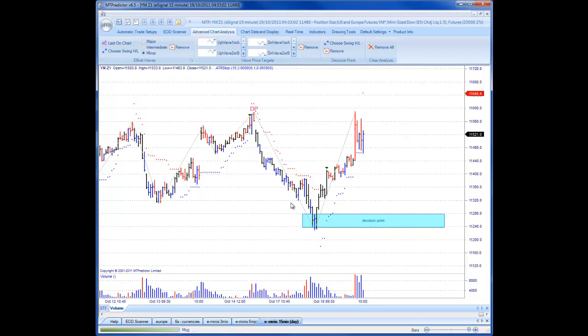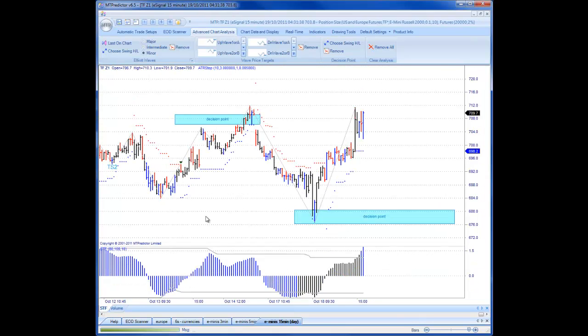But the point being is that this decision point was on the chart, in fact, before yesterday's trading even opened. So before the market even opened, you had an idea of a potential support zone, and as you can see, that support zone nailed the low of the day for you.